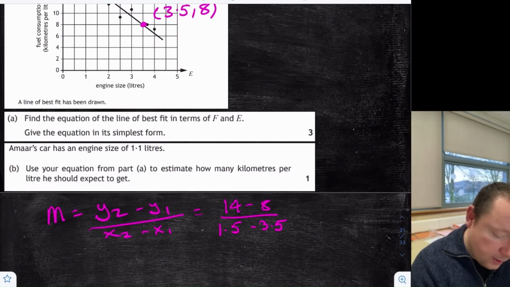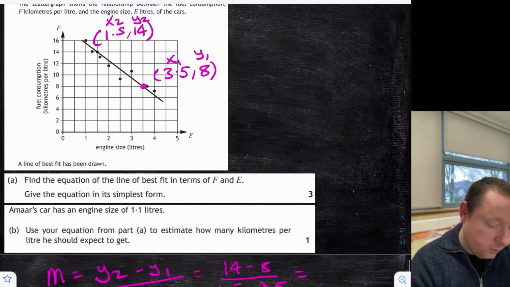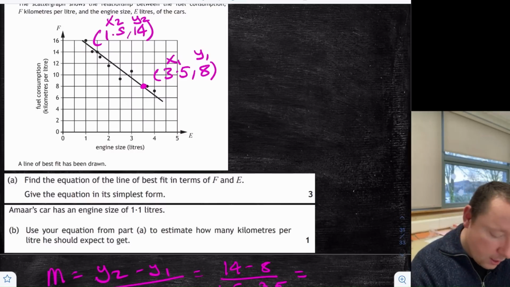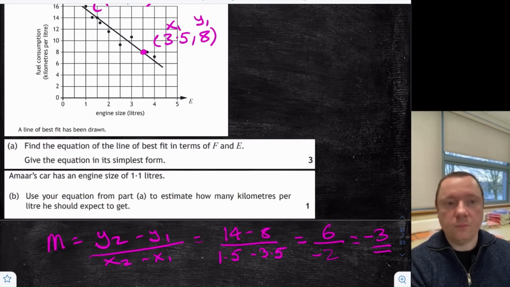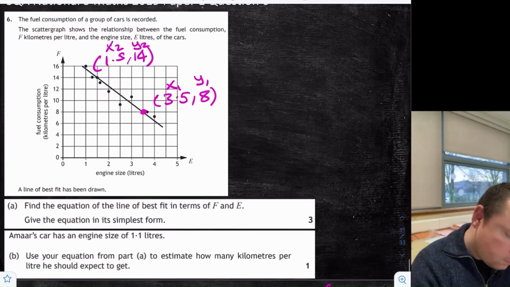Now I should be expecting a negative answer here because the slope is sloping down the way. So 14 take away 8 is 6, 1.5 minus 3.5 is minus 2, which gives me a gradient of negative 3. 6 divided by negative 2. Then we're going to use y minus b equals m(x minus a). So I'll just call one of the points a and b. Let's do this one, but you can use the other one.